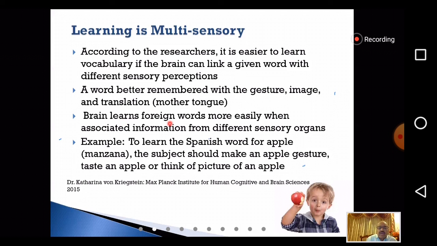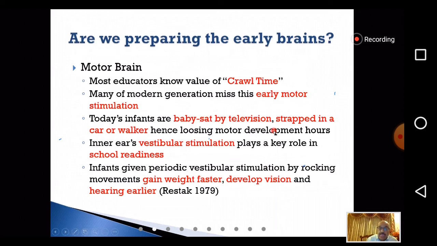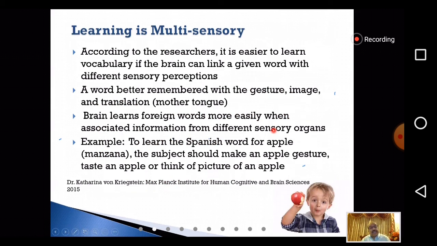The brain learns foreign words more easily when information is associated from different sensory organs. Like English, now you are teaching Hispanic. For Tamil students, you are teaching another language, Telugu. Of course, Telugu, Tamil, and Malayalam are Dravidian languages, and words like Mugu and Kannu are similar. Okay, and gesture, I will give another example.